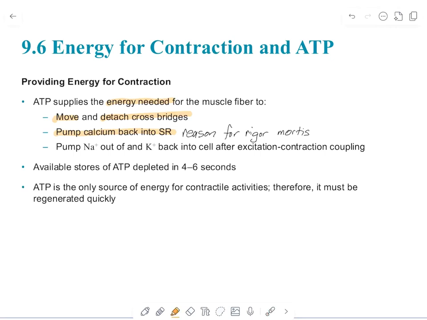Also, ATP is needed to pump sodium out of the cell and potassium back in after excitation contraction coupling. That's the sodium potassium ATPase pump that you learned about earlier in the semester. So we have ATP that's available for only about 4 to 6 seconds. What that means is that ATP must be regenerated very, very quickly.